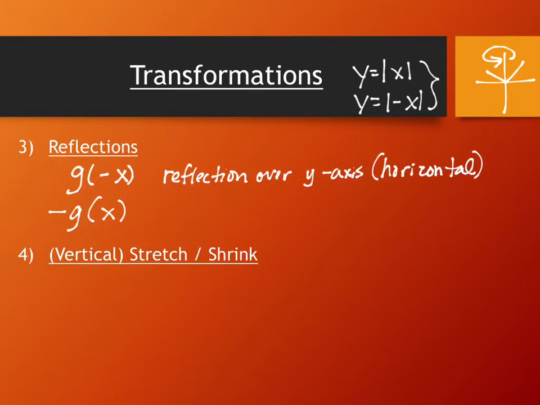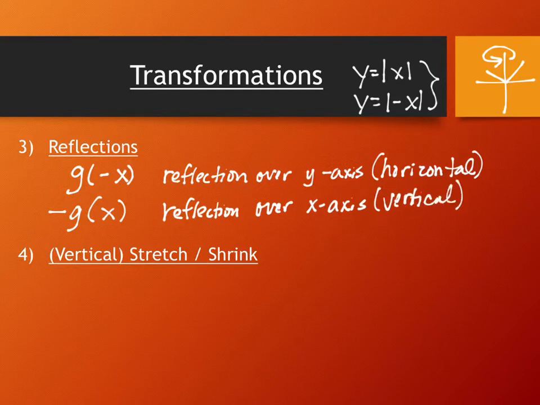Now the other one, the vertical reflection, so this would be a reflection over the x-axis. It's called a vertical reflection. And if you were imagining this same series of ones, it would look like a negative in front of the absolute value. Okay, so a negative in front of the absolute value changes things.